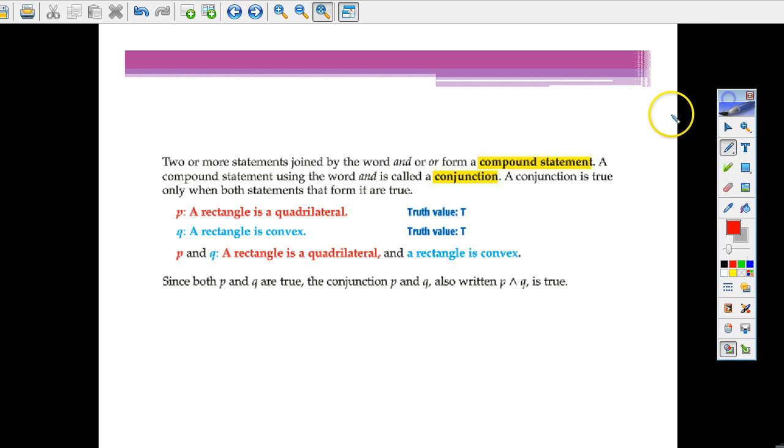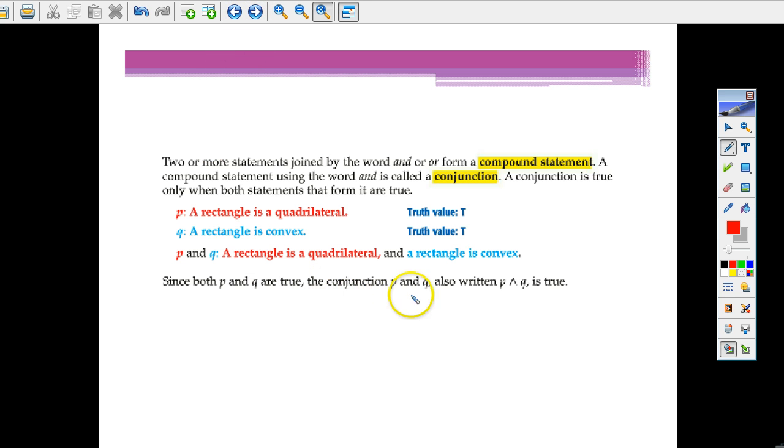Okay. Two or more statements joined by the word and or or form a compound statement. A compound statement using the word and is called a conjunction. A conjunction is true only when both statements that form it are true. So for statement P, a rectangle is a quadrilateral, that's true. Statement Q, a rectangle is convex, that's true. P and Q: a rectangle is a quadrilateral and a rectangle is convex. Since both P and Q are true, the conjunction P and Q, also written as P conjunction Q, is true.